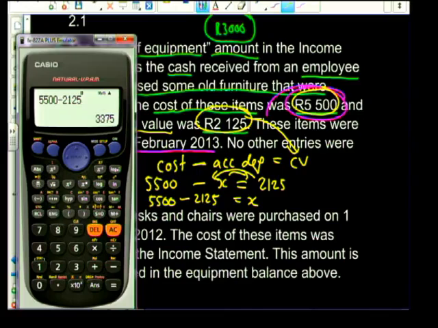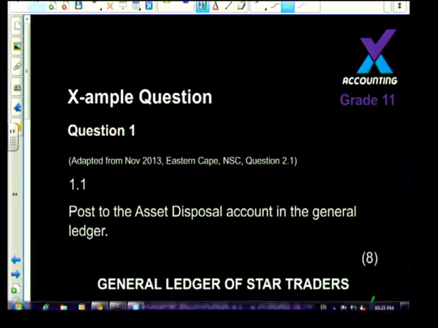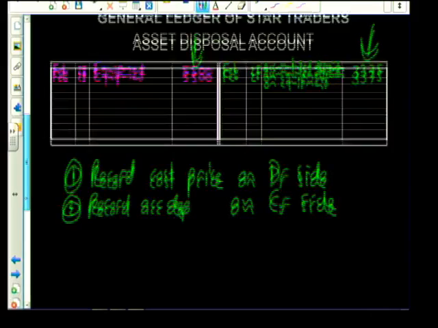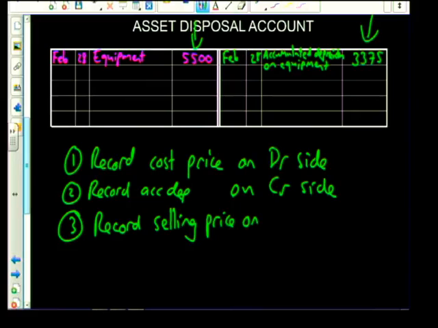That is my accumulated depreciation, 3,375, and that is the figure that I have to record over here in my asset disposal account as my accumulated depreciation, 3,375 Rand. So that's the second step in preparing the asset disposal account. Our third step is that we record the selling price on the credit side.